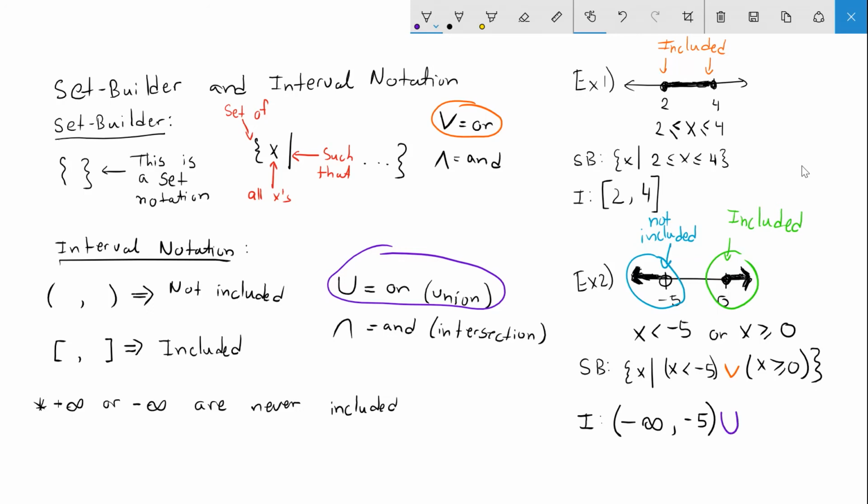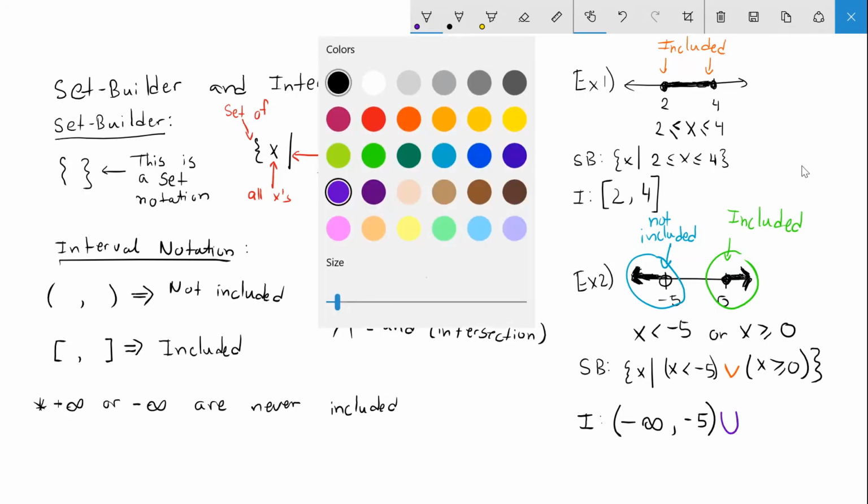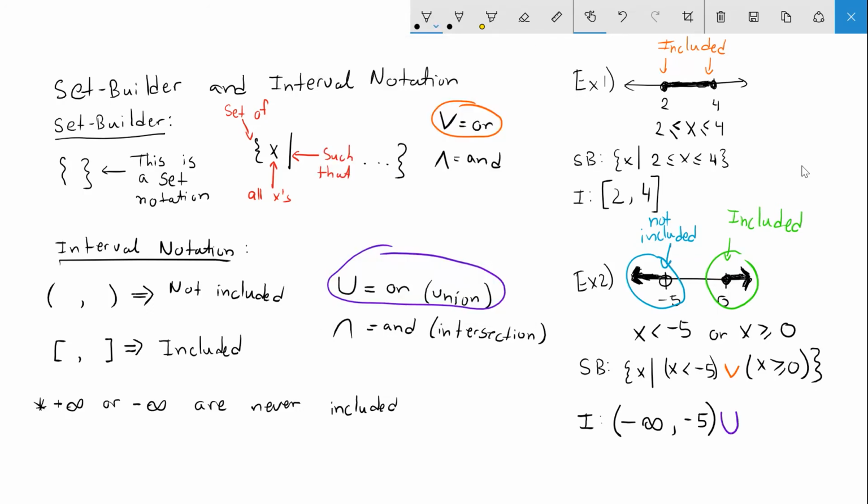So OR, the last part, we start off at 0, and then we go up to positive infinity. So 0, comma, plus infinity. Again, infinities are never included, therefore we get a parentheses around this, and the 0 is included, therefore it closes off with a bracket. And that's it.